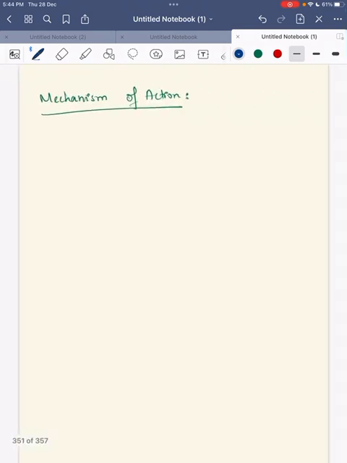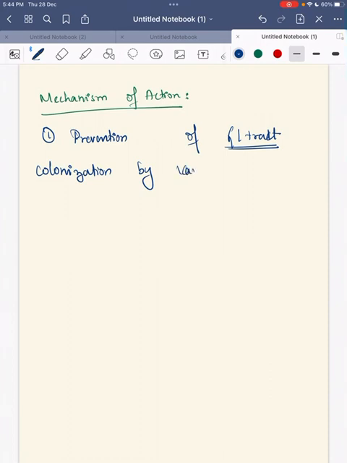Next, going on with the mechanism of action. They prevent the colonization of the GI tract by a variety of pathogenic microorganisms. This is their primary mechanism.